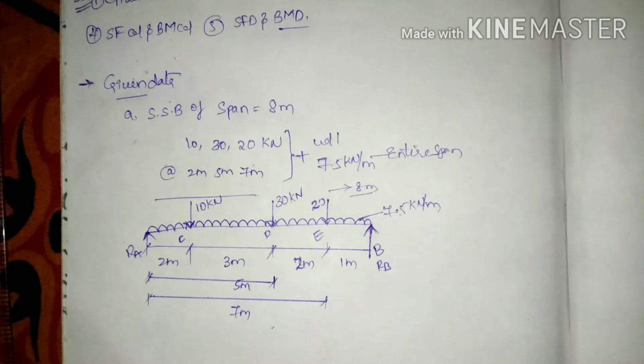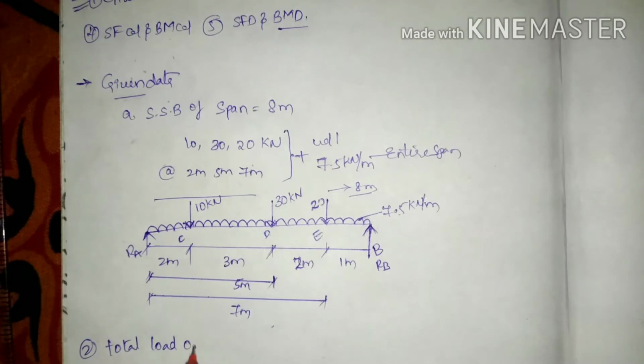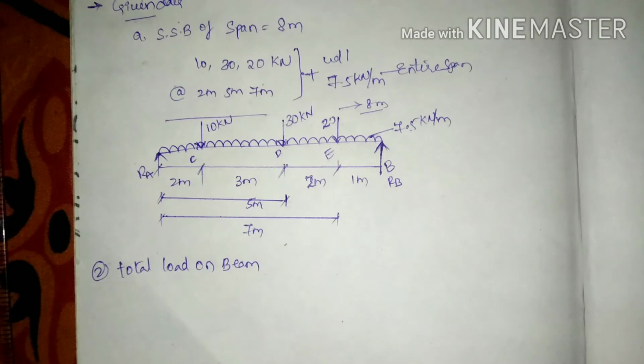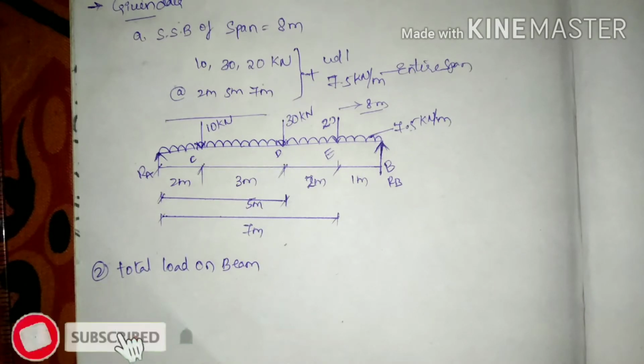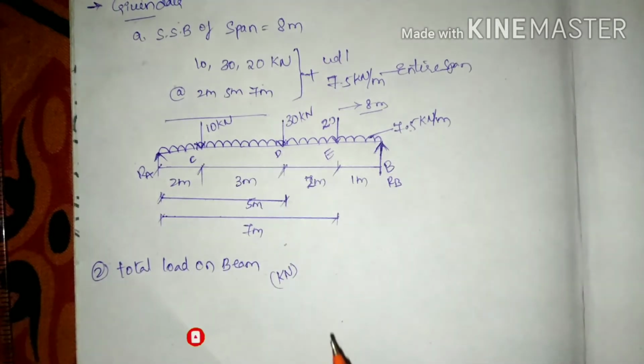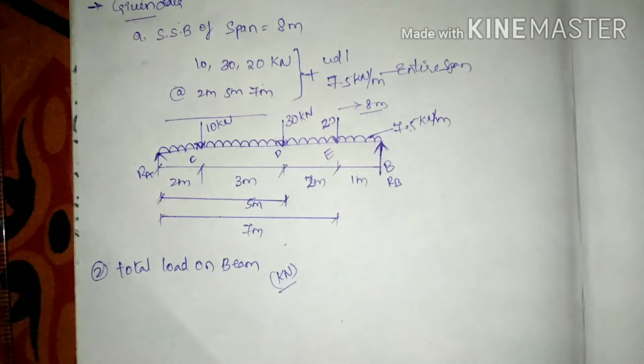Next, our second step is the total load on the beam. What is the total load? The forces or loads acting on a beam should always be in kilonewtons. Here we have a UDL and 3 point loads. The point loads are in kilonewtons, but the UDL is not, so we are going to convert the UDL to a point load.